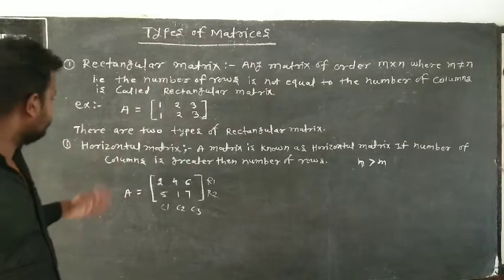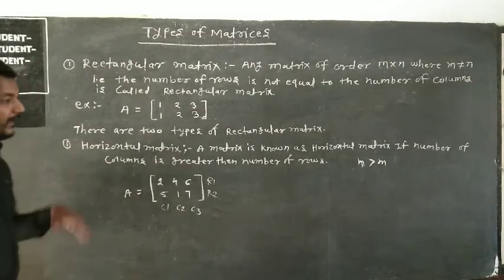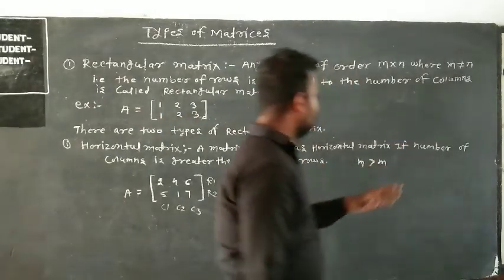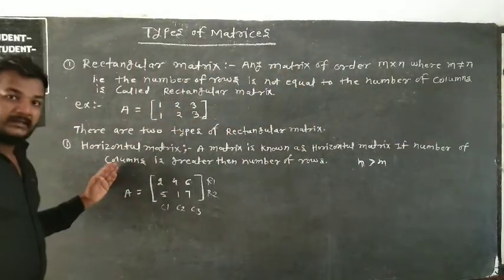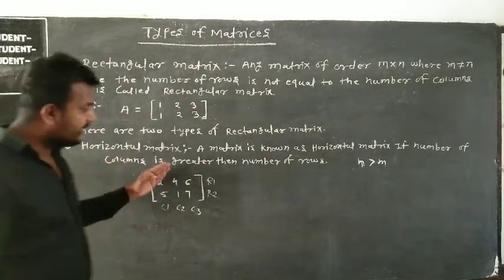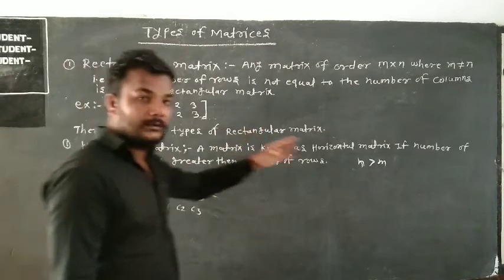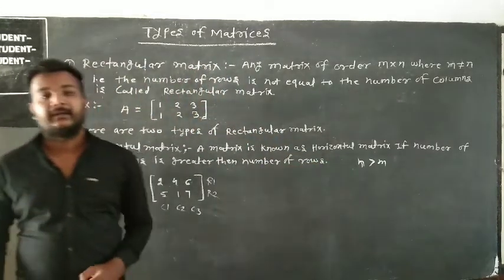Clear? Next, vertical matrix. A matrix is known as a vertical matrix if the number of rows is greater than the number of columns. Number of rows greater than number of columns is called a vertical matrix.